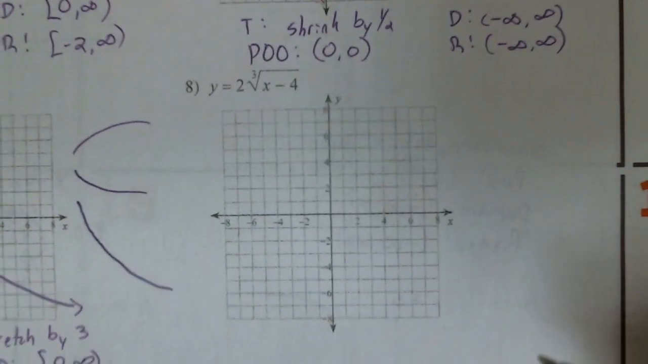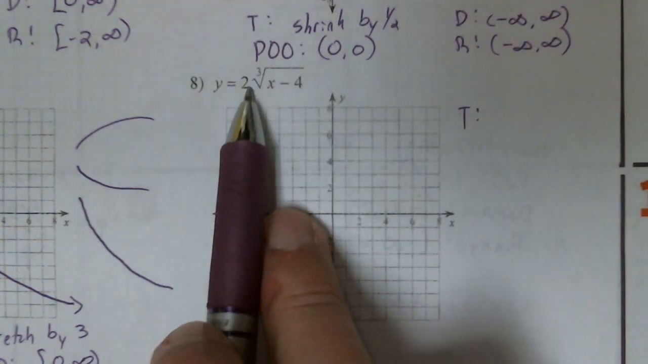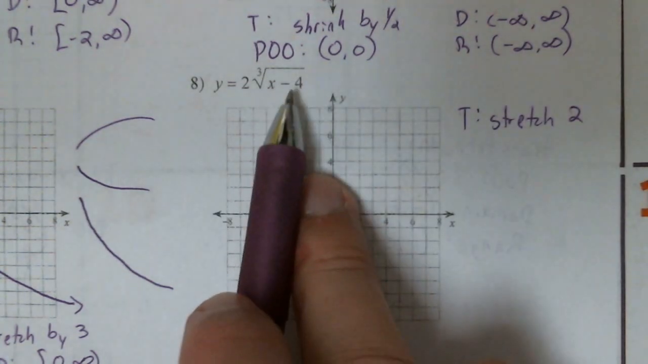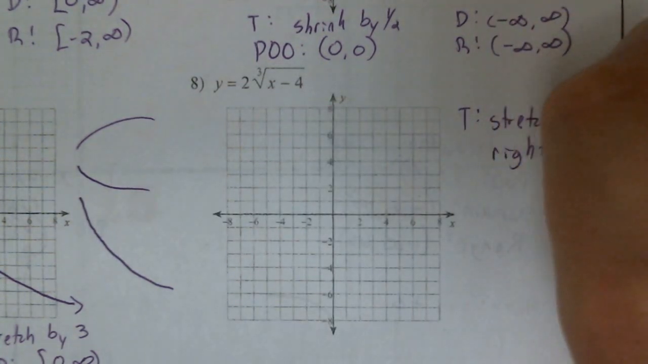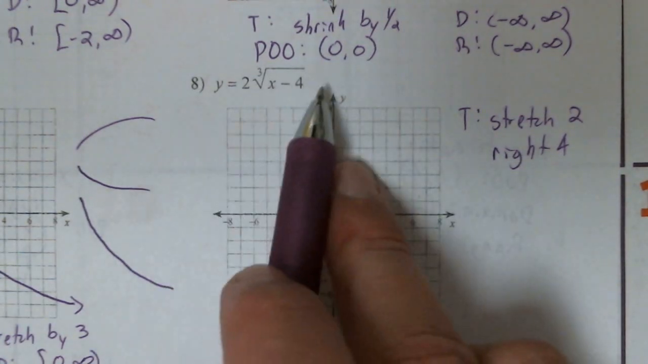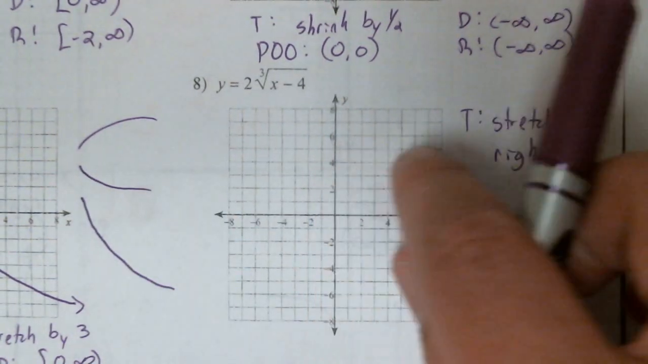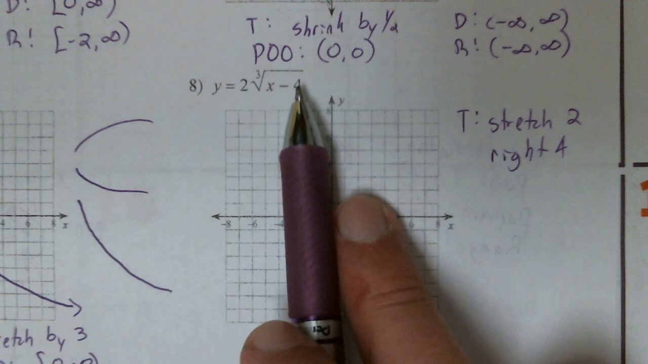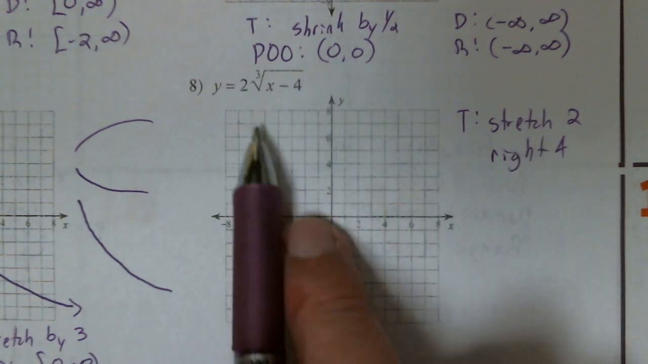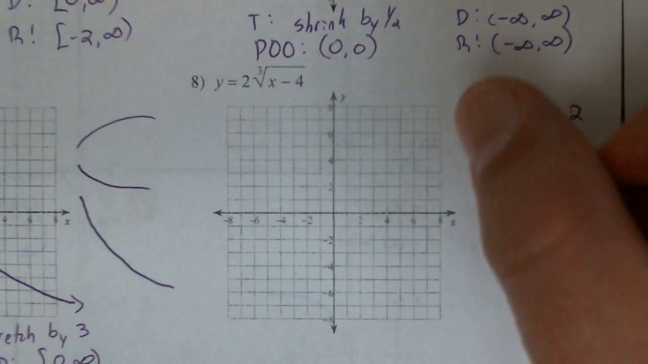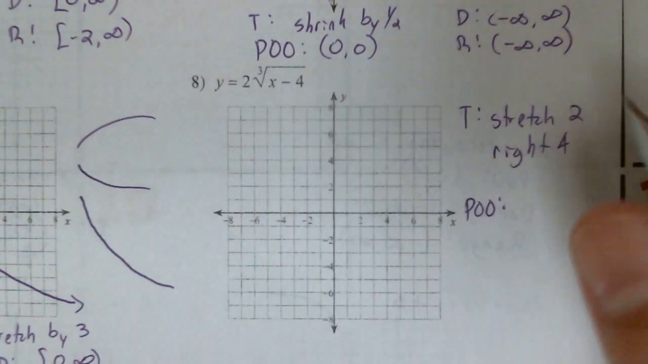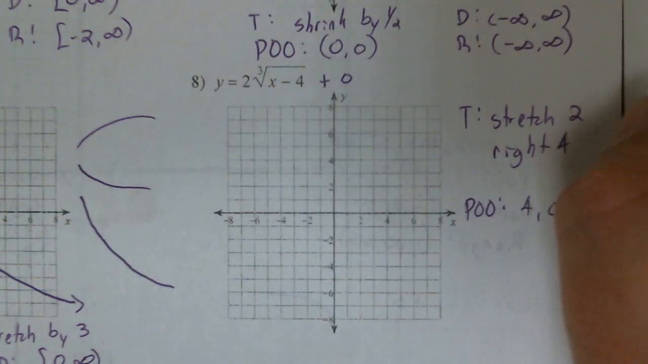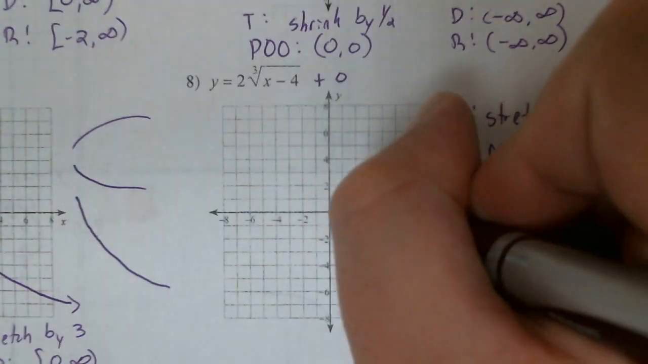Okay, number 8. All right, transformation. What do you see? I see a stretch of 2. I see a horizontal shift. Flip that sign, it's going to be right 4. If you can't remember flipping the sign, is it left 4, is it right 4? Just graph it, and you'll be able to see, is my graph shifted to the right? Is it shifted to the left? That's a way to make sure you don't make a mistake on that. All right, and there's no vertical translation. Okay, so my point of origin, flip that sign, that's going to be 4 comma, my k value is 0, that's like plus 0, so 4 comma 0, so that's going to be right 4.